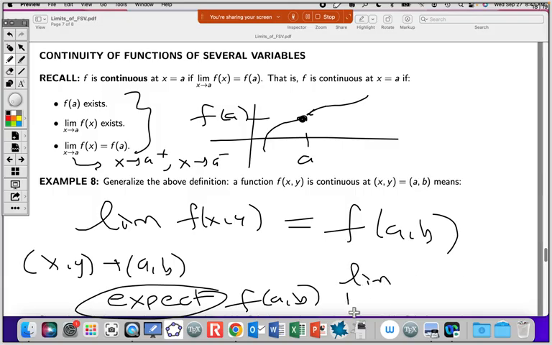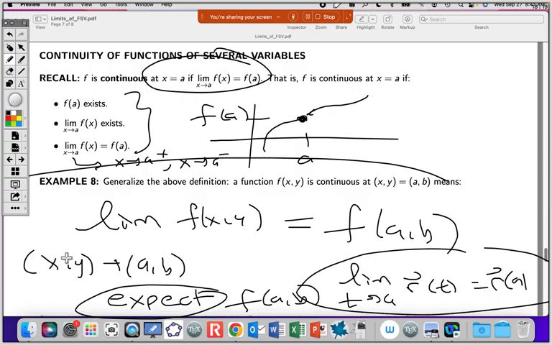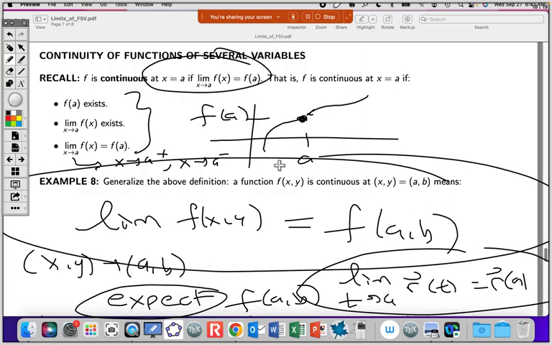We had the limit as t approaches a of r of t is r of a. But in all of these situations, it's the exact same concept. Continuity means the limit equals the function value. You get what you expect to get. The behavior near the point matches the behavior at the point. And the cat agrees with that.